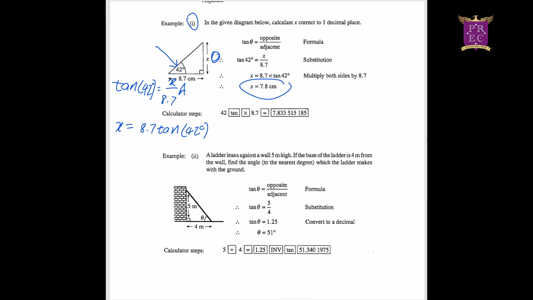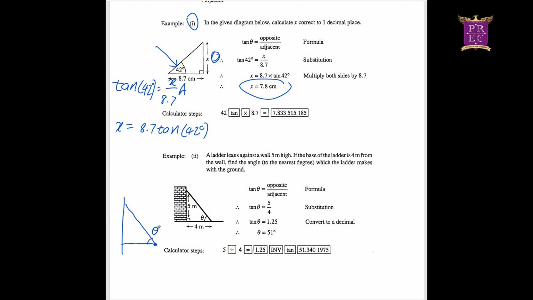We've got a problem question. A ladder leans against a wall 5 meters high. Okay, the wall is 5 meters high. So this is the wall. And if the base of the ladder is 4 meters from the wall, so the base of the ladder is over here. And the ladder makes an angle. Oh, we don't know what the angle is. We need to find out what the angle is.